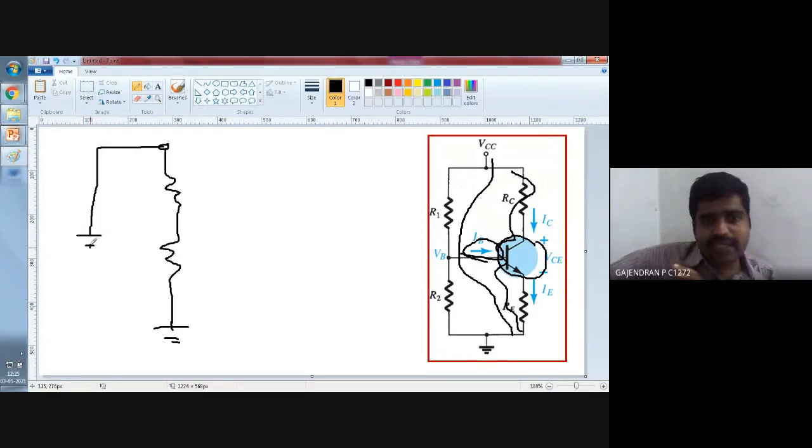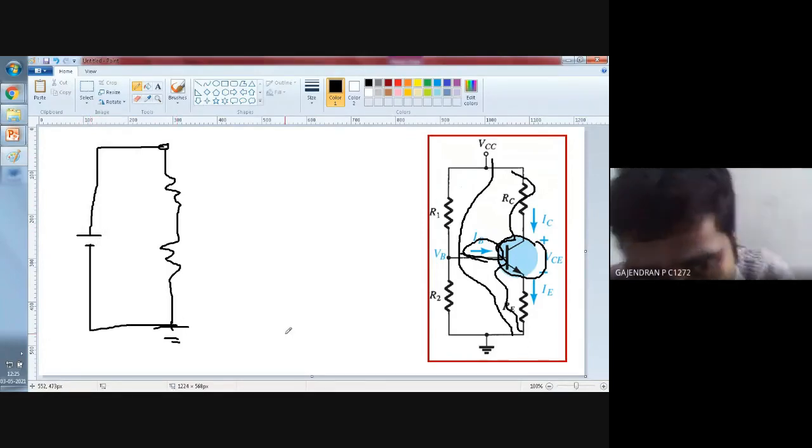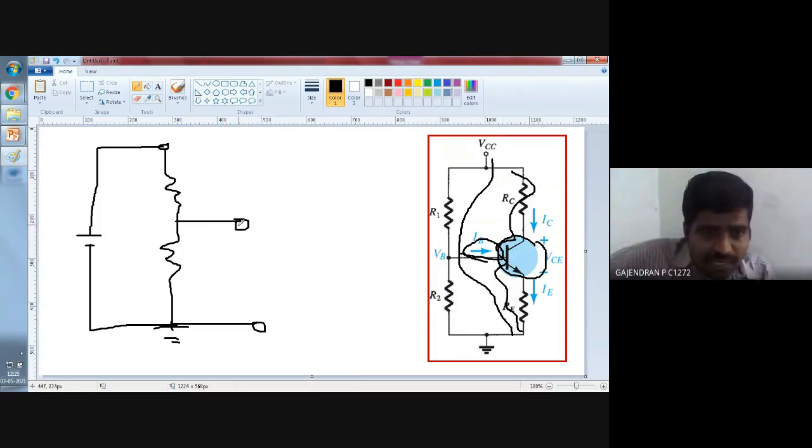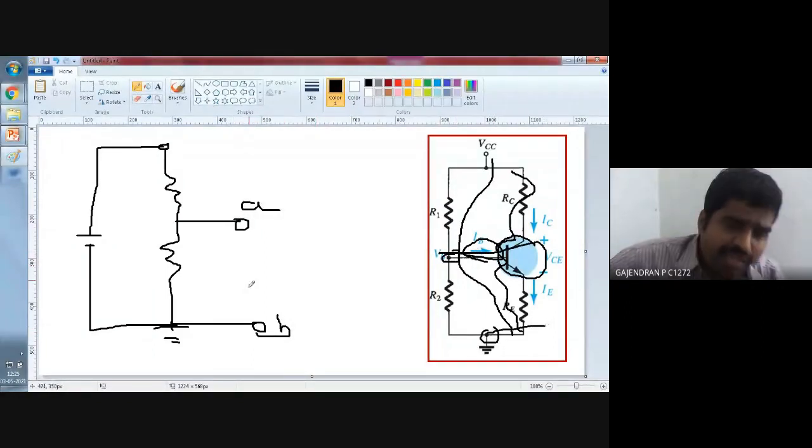This is what we have in our hand right now. Is it clear, sir? Are we having only these elements in our hand right now? Now I am going to find the equivalent across this terminal, these two terminals A, B, because these two terminals are going to bias my circuit. Finding what is across these two terminals is the work of Thevenin.